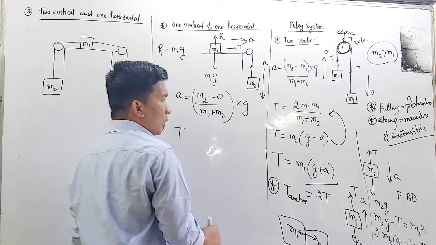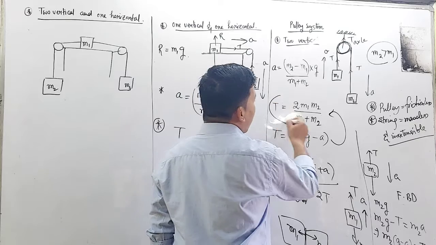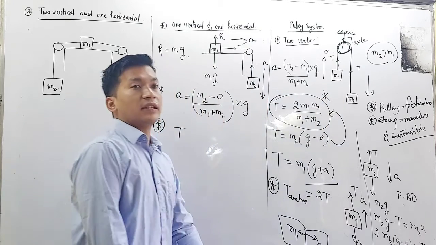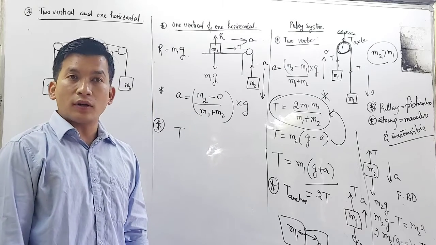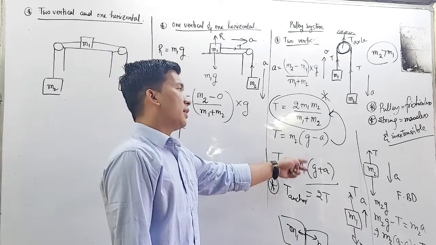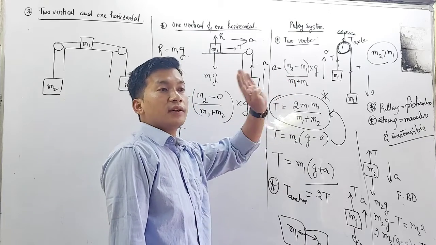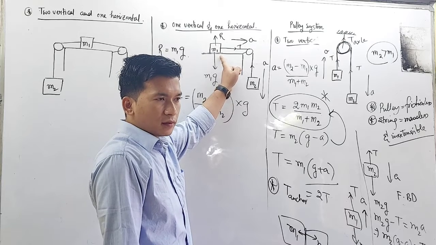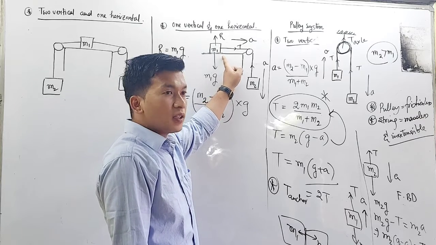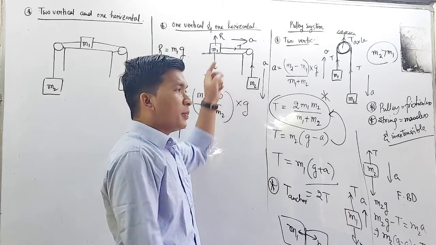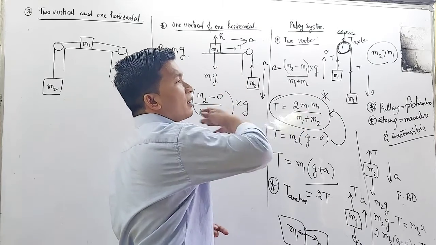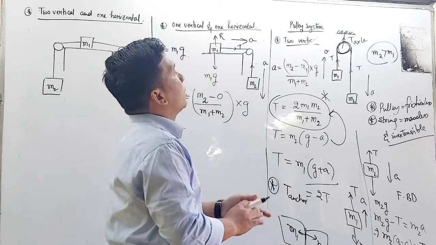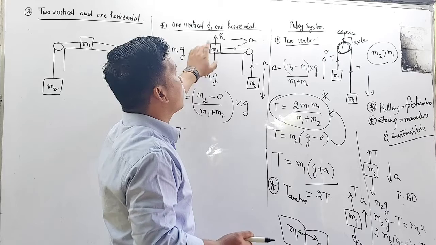You don't have to memorize a direct formula. You have to go through the ascending or descending mass. This M1, is it ascending or descending? Neither ascending nor descending. It is simply the object moving in the right hand, horizontal direction. So we avoid applying our tension T here.